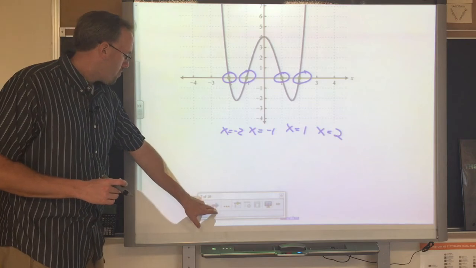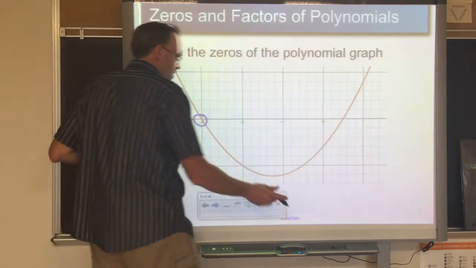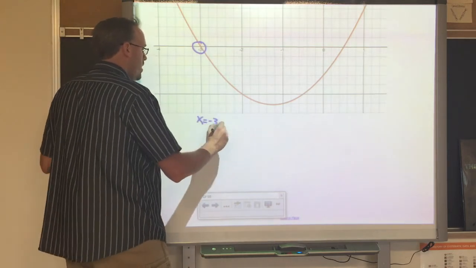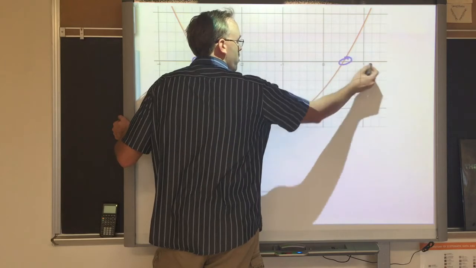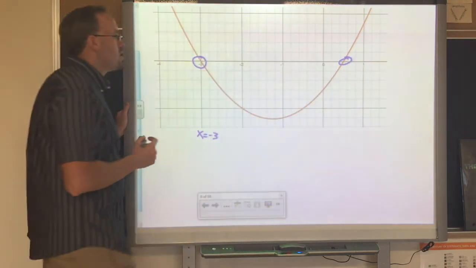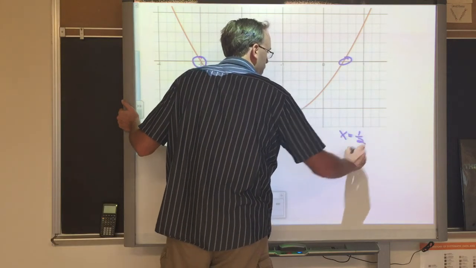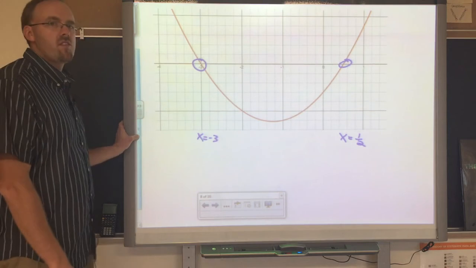Let's do one more. Here we have 2 of them. Right here at x equals negative 3, and over here. Now this one is in between 0 and 1. It looks like it's about halfway. So we're going to say that this is x equals 1/2. And so these are the zeros of this function.